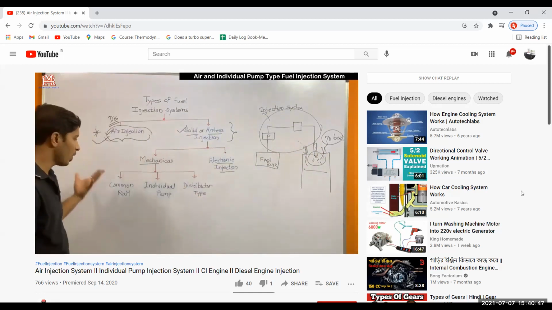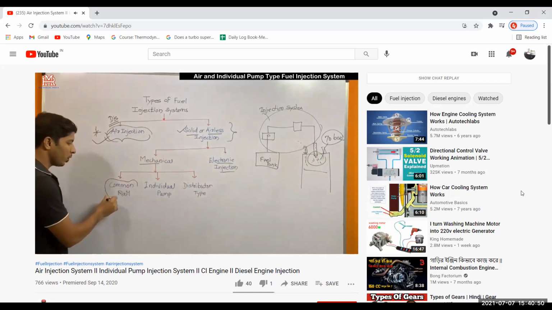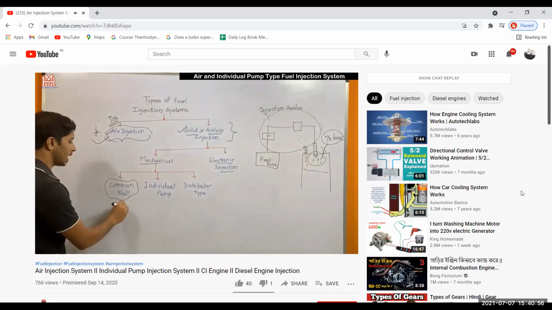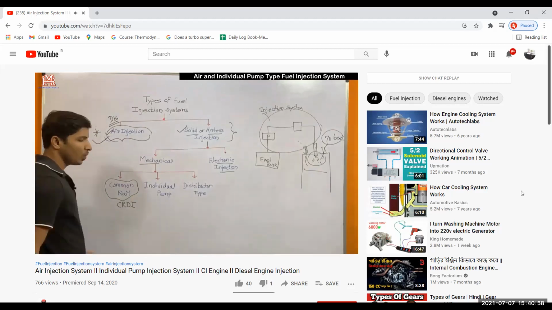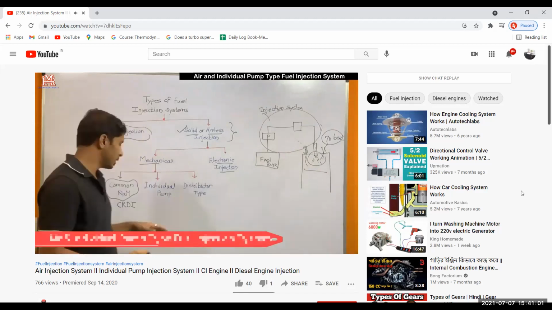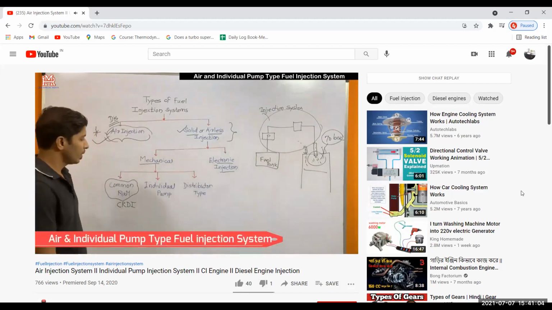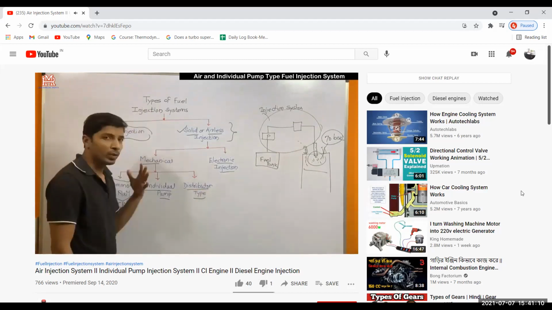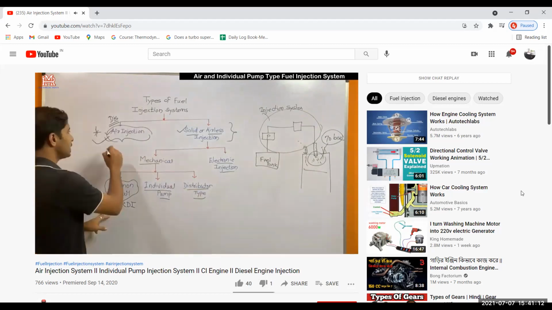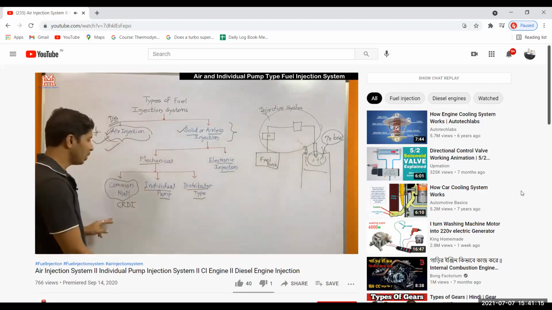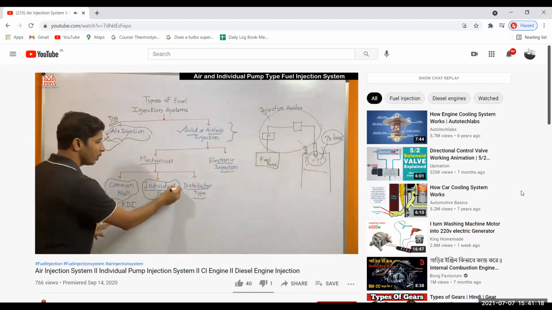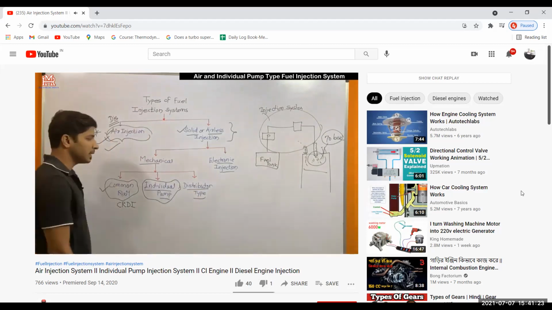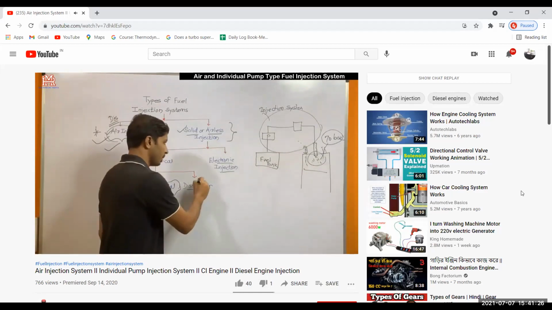In mechanical injection, we have heard the name of a system invented a few years ago, the common rail diesel injection system, also called CRDI. Even on some vehicles it is displayed as CRDI. Then there are the individual pump and distributor types. In today's lecture we'll discuss the air injection system in detail, then move toward the individual pump type fuel injection system, and probably in the next video we'll talk about the common rail diesel injection system and the distributor type diesel injection system.